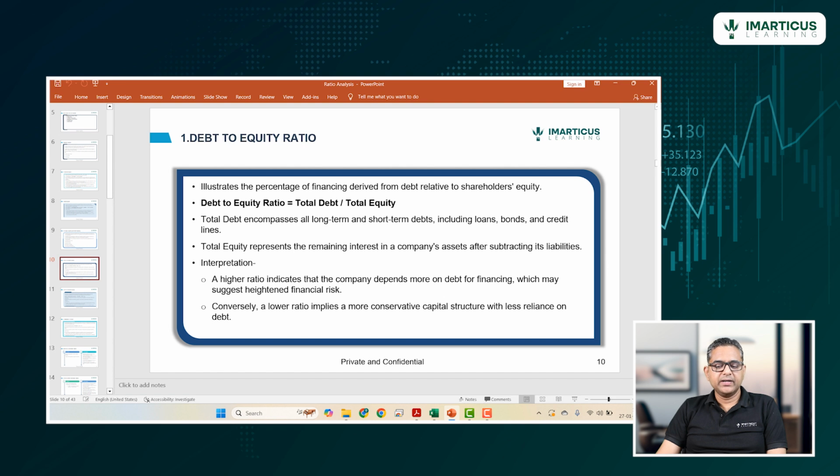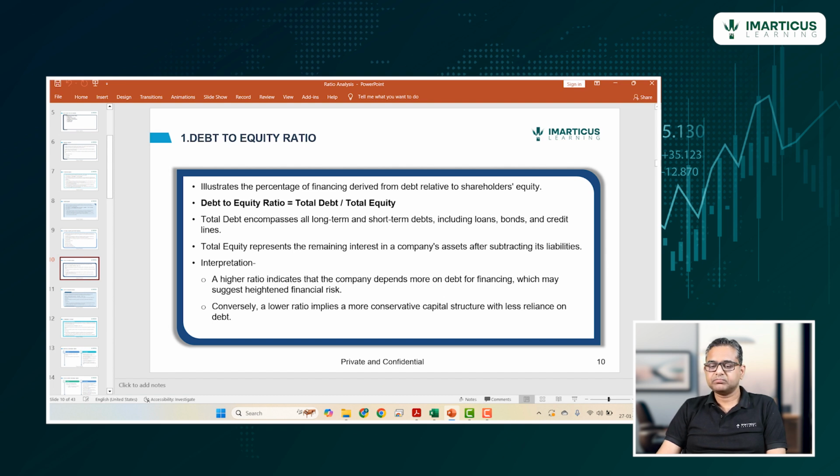Interpretation: a higher ratio indicates that the company depends more on debt for financing, which may suggest heightened financial risk, right? So the more the company relies on debt funding, the more risky it becomes for the company to sustain in the long term. As mentioned, when the economy is not so supportive, when the revenue generation is not at the same pace, or when the profits are not being generated at the same level by the company, in bad times, during the bad economy, it may become a problem for the company to service its debt. By servicing the debt, we mean paying down the interest, paying down the principal repayments as and when they become due.